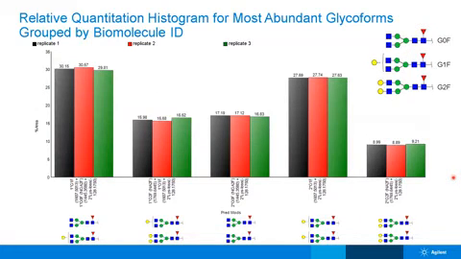We can do this relative quantitation and group it as a histogram by biomolecule ID. When we group these by biomolecule ID, each of these colors represents one of the replicates: replicate 1 in black, 2 in red, and 3 in green. Each of these groupings represents a different combination of the glycoforms that are found on this map. We can see the relative quantitation of triplicate injections is highly reproducible from run to run to run.